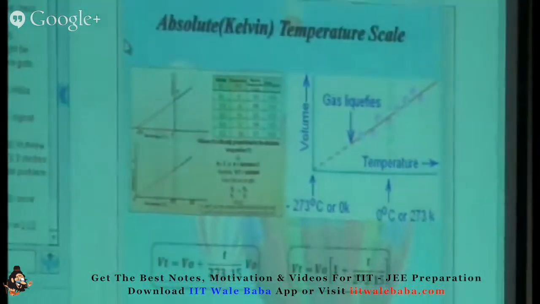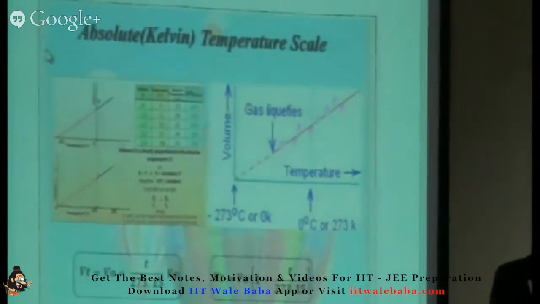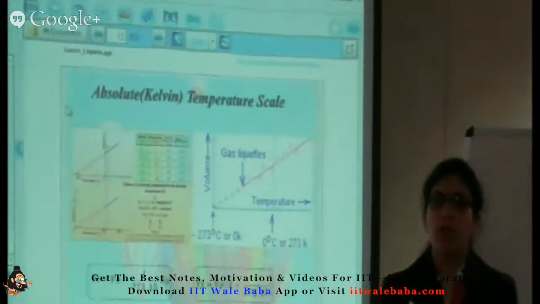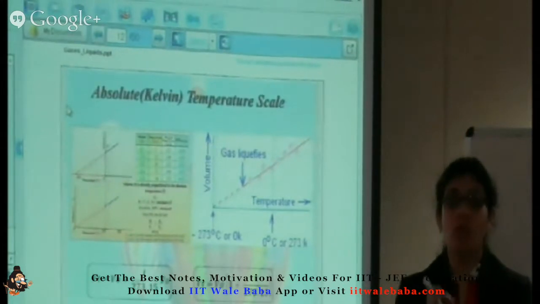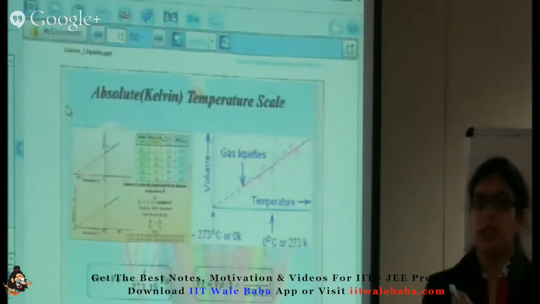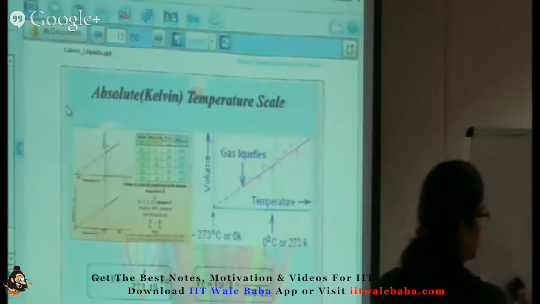Yes, I wanted to discuss this thing with you, that when I discussed the statement of Charles' law, I said that volume is directly proportional to absolute temperature. By absolute temperature, I mean that, see, if you take the temperature in degrees Celsius, the relation does not hold.